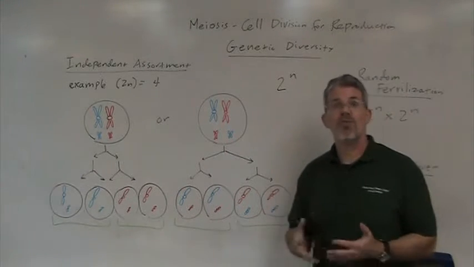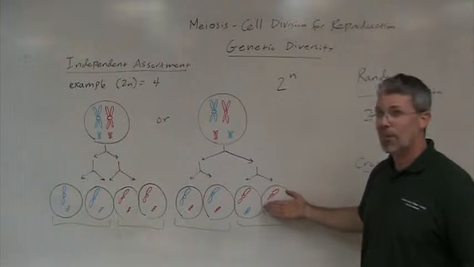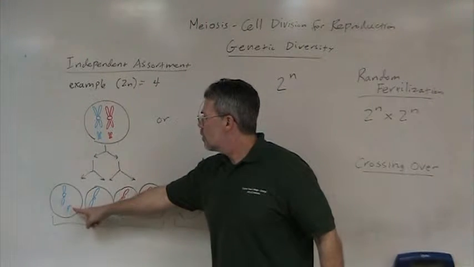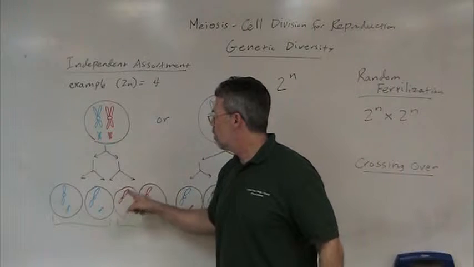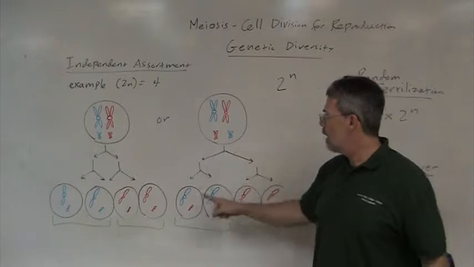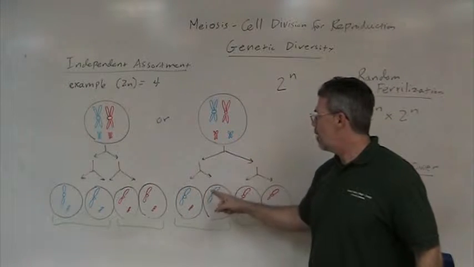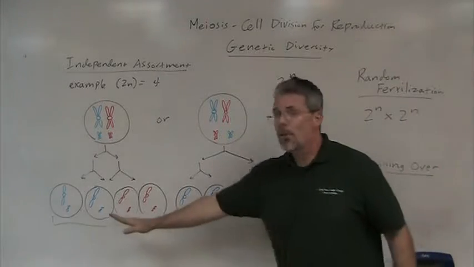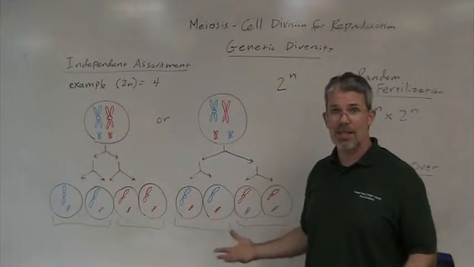So let's look at the number of possible combinations in the gametes. If they line up this way, we've got big blue, little blue, big blue, little blue, big red, little red, big red, little red. And if they line up this way, big blue, little red, big blue, little red, big red, little blue, big red, little blue. 4 possible combinations in this example.